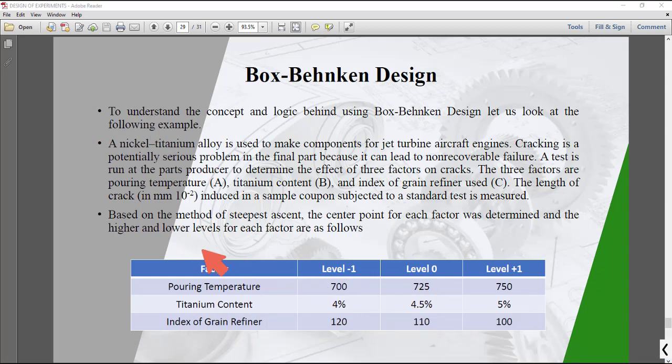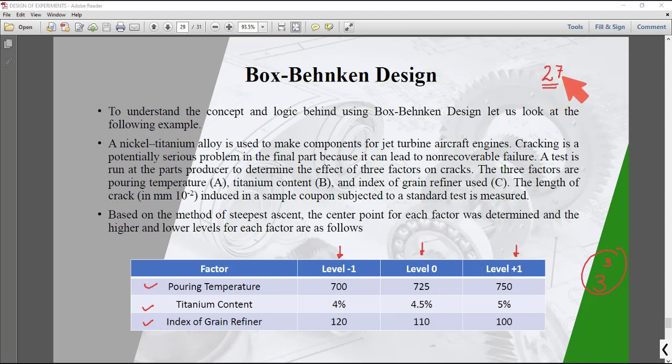Box-Behnken say that this problem itself looks like a 3 raised to 3 factorial condition, right? There are 3 factors and each factor has 3 levels. So this is an example of a 3 raised to 3 system. So what is the total number of experimental runs that I will have to perform? What is 3 raised to 3? If I want to do a full factorial experimental run, what is the total number of experiments that I will have to perform? 27, right?